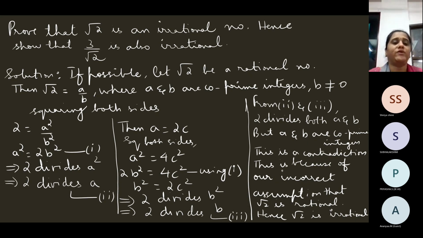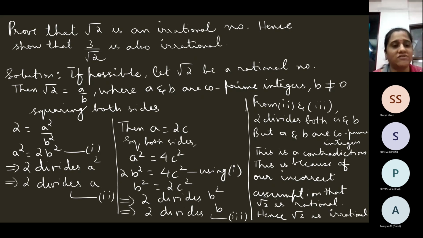So prove that root 2 is an irrational number. We are done. This is the proof by contradiction. That is, it is not rational, therefore it is irrational. So this proof is called proof by contradiction. We assume the opposite. We assume it to be a rational number, but since we come across a situation which is a contradiction, it's not possible for root 2 to be a rational number, therefore it is irrational. So we're done with this.